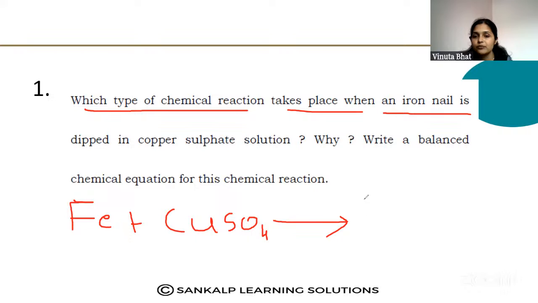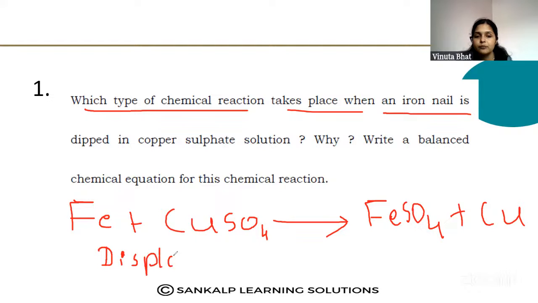It forms ferrous sulfate, and copper is displaced. Here, which type of chemical reaction is it? It is a displacement reaction. Why is it a displacement reaction?